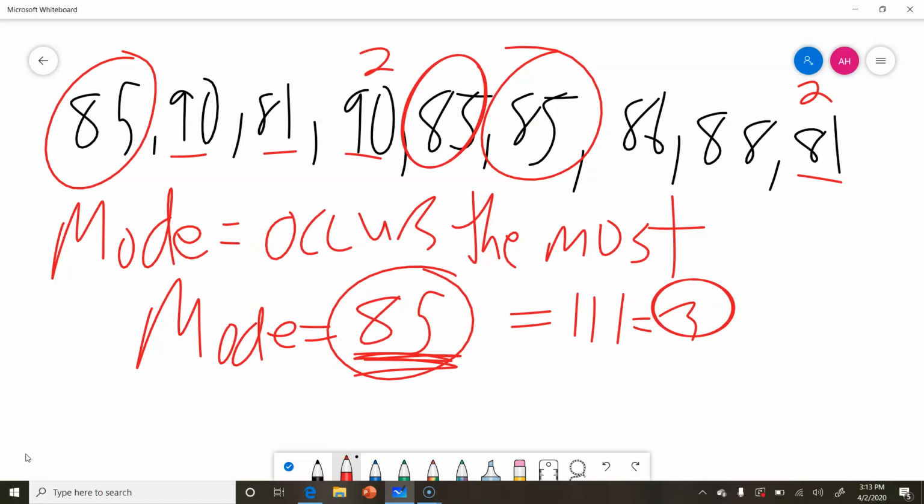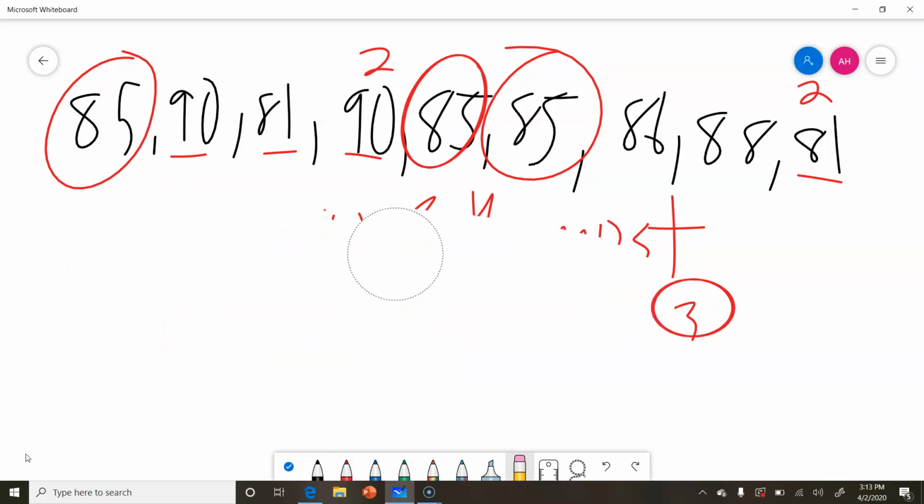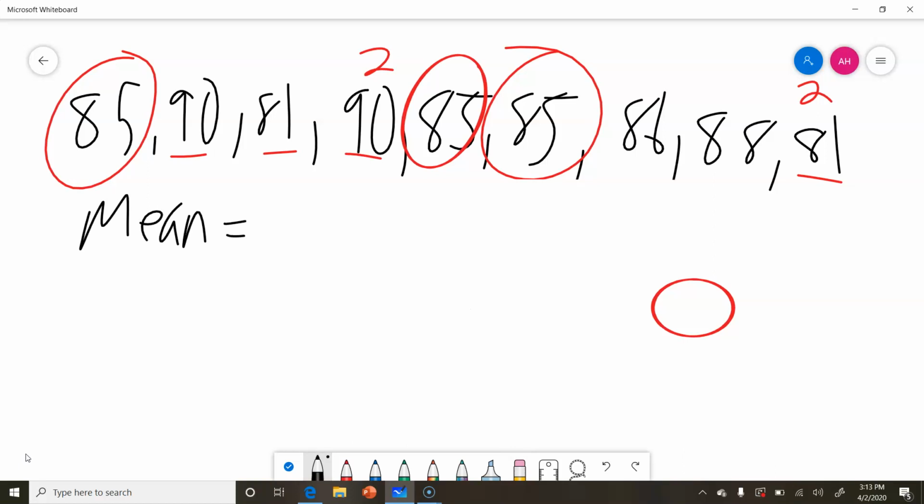Now the other part of this lesson is finding the mean. That just sounds angry, but it's actually not. It's just the average. So what we do when we are looking for the mean is we simply add all the numbers.